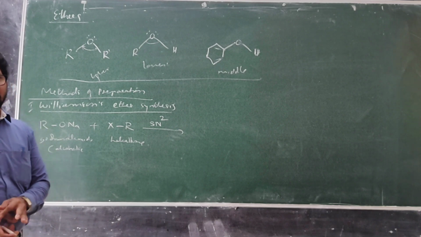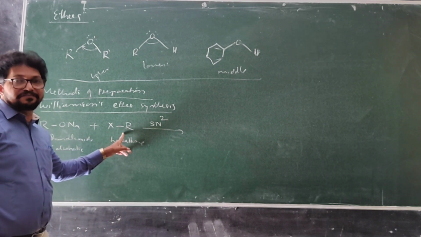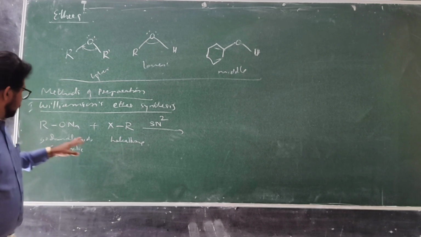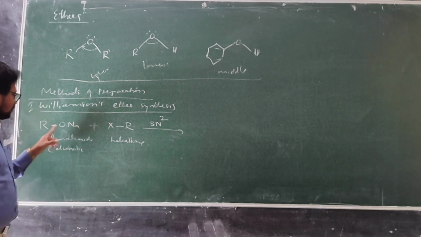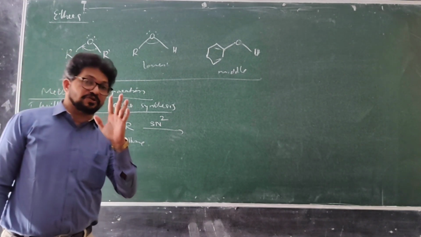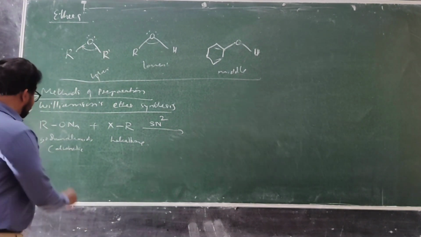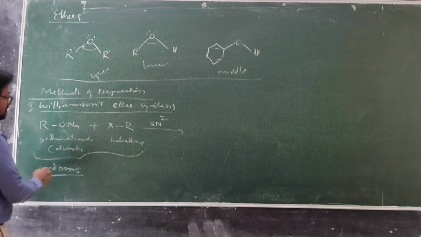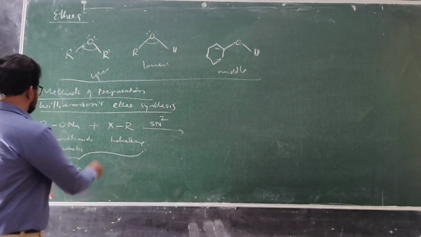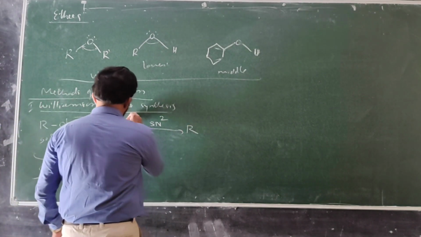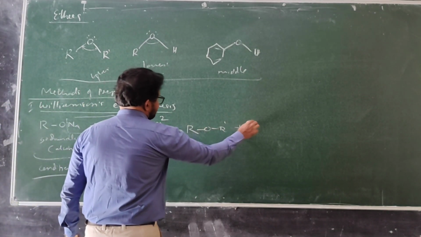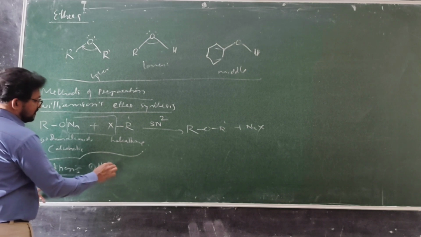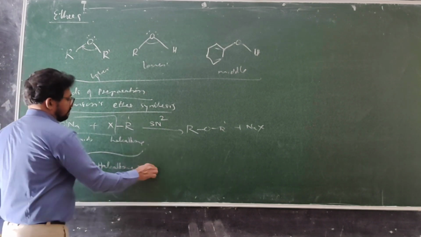Please note this. SN2 reaction of alkyl halide. Alkoxides are nucleophiles, and simultaneously they are strong bases also. That is why, to carry out Williamson ether synthesis, we have to apply certain conditions. I'll write the product and tell you the conditions. R dash X gives ROR dash plus NaX. So this is ether. The most important condition: the alkyl halide must be primary.